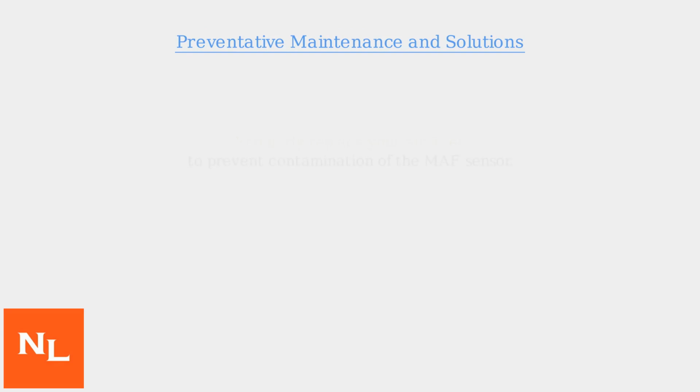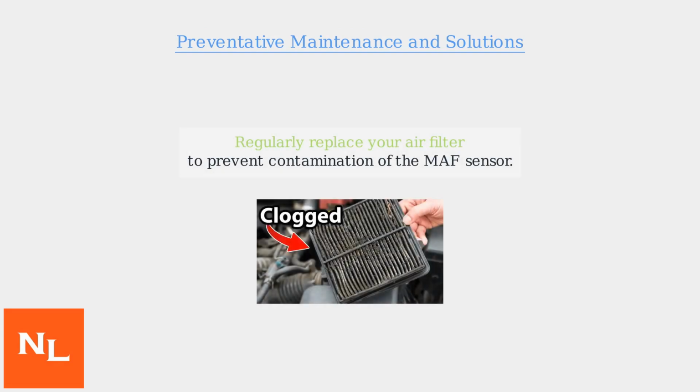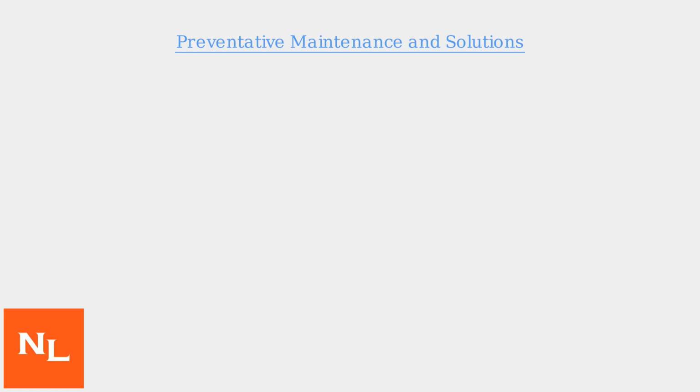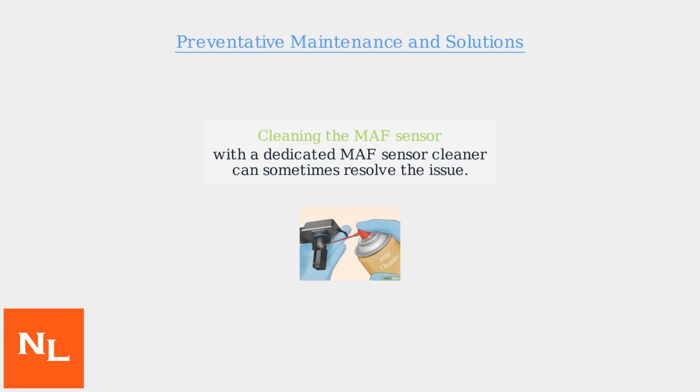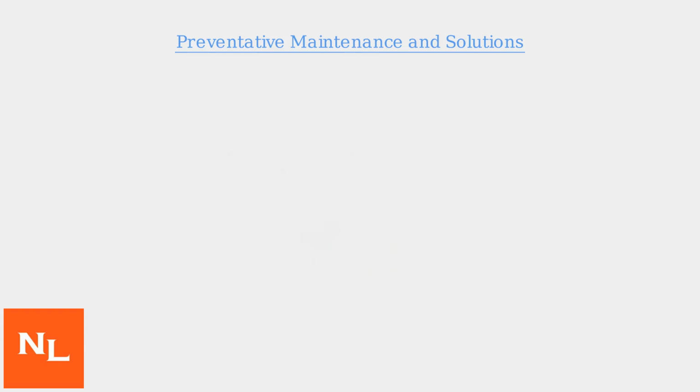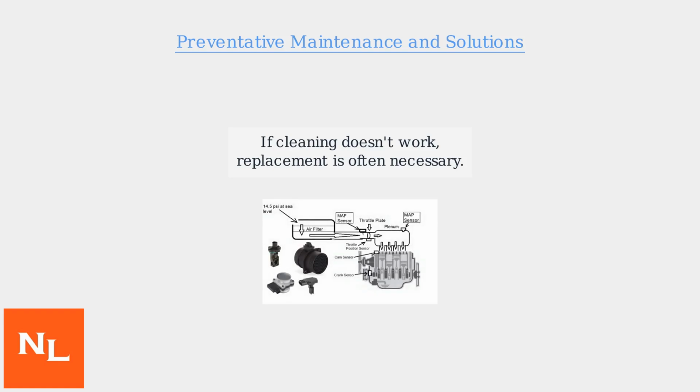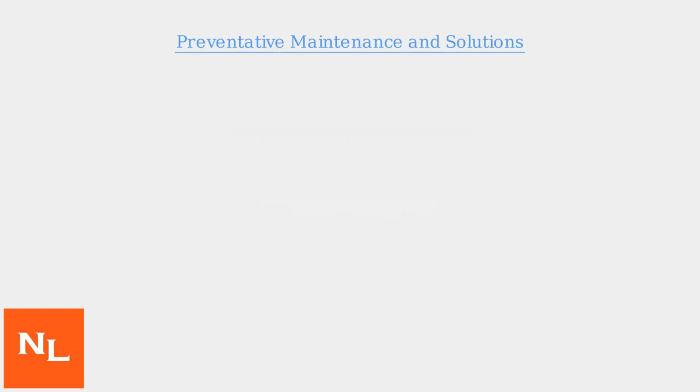Preventative maintenance is crucial for keeping your MAF sensor functioning properly. Regularly replace your air filter to prevent contamination that can affect the sensor's readings. Cleaning the MAF sensor with a dedicated MAF sensor cleaner can sometimes restore its performance by removing built-up contaminants. However, if cleaning doesn't resolve the issue, replacing the MAF sensor is often the best solution to ensure accurate airflow measurements.